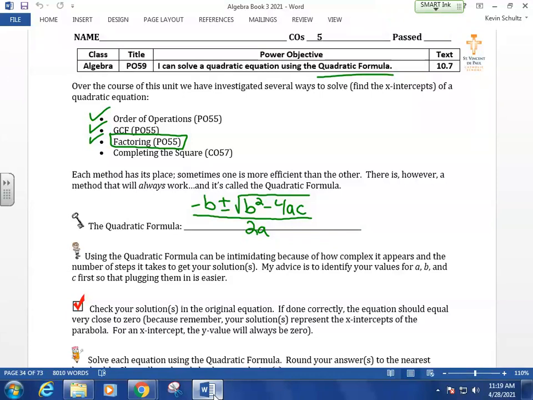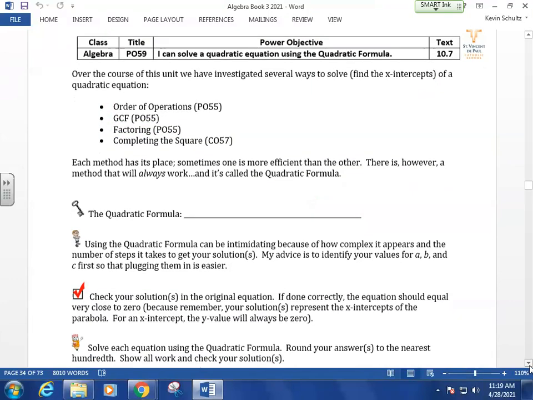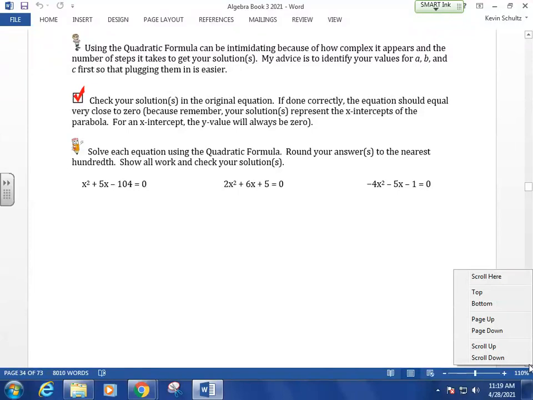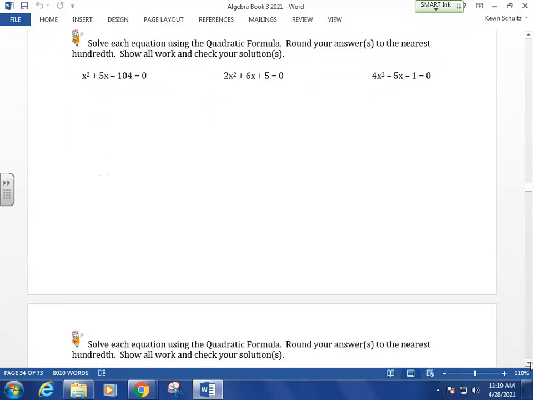And so let's just begin, shall we? Let's not put it off any longer. Let's go. Okay. Our first one. Look at how much space I gave you to work, too. You know it's a good one when you have that much space. X squared plus 5x minus 104 equals 0.